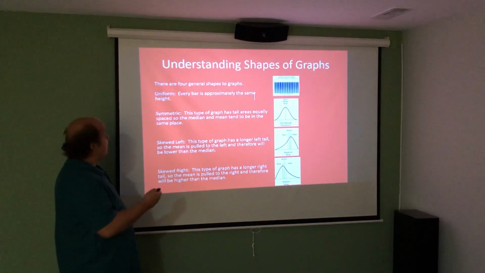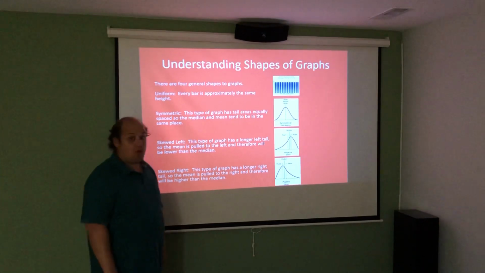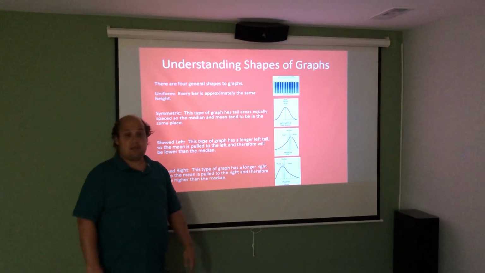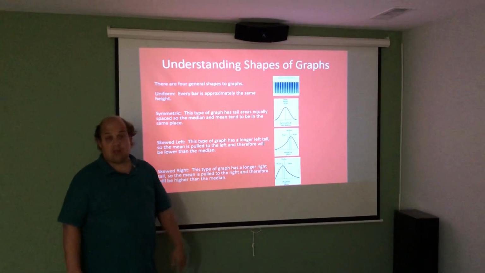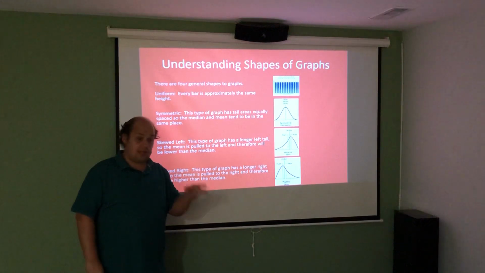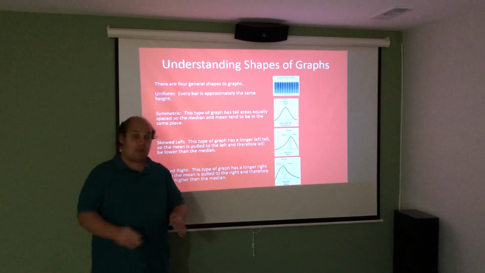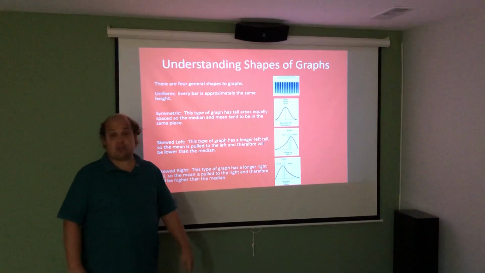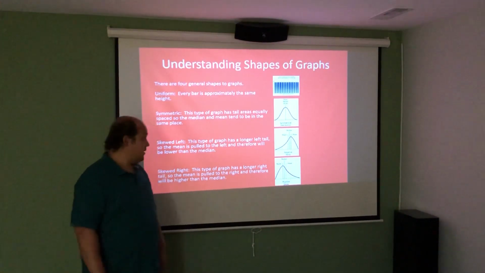The first one is called uniform. So in a uniform distribution, every bar is the exact same height, meaning everything's equally likely to happen. So if you asked 10 people what their favorite color is, and 2 of them said red, 2 of them said blue, 2 of them said yellow, 2 of them said green, and 2 of them said orange, you'd have 5 colors, each of them had 2 people say it. That would be a uniform distribution, where each of the colors chosen was chosen the exact same number of times.